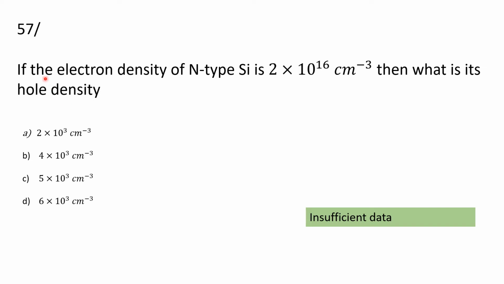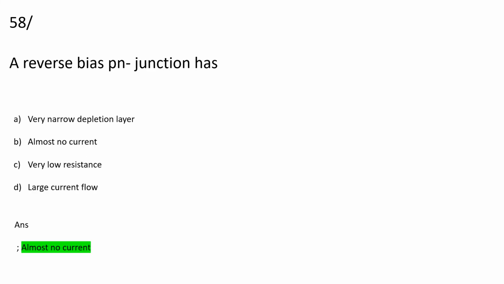Then if the electron density of n-type silicon is 2 into 10 to the power 16 per centimeter cube, then what is its hole density? Here also the data is insufficient, because we know that from the law of mass action, n_i square is equal to n_e into n_h.